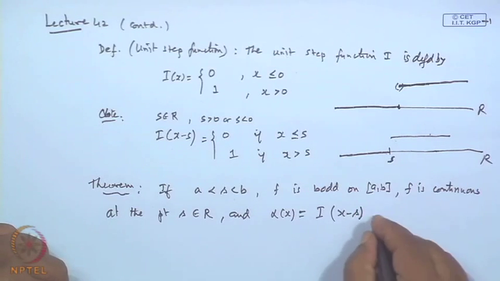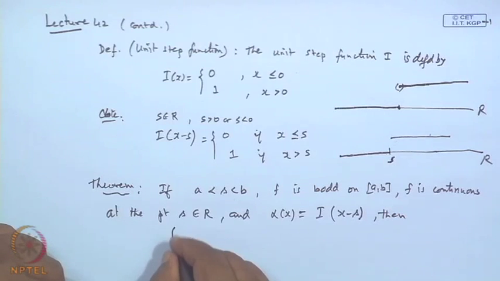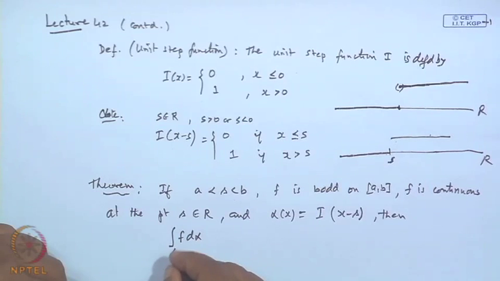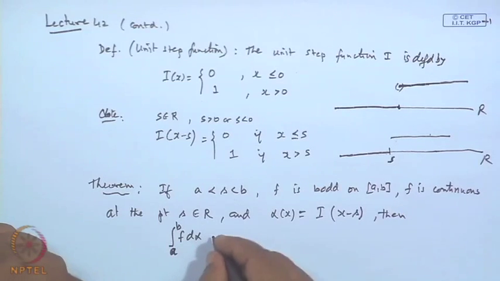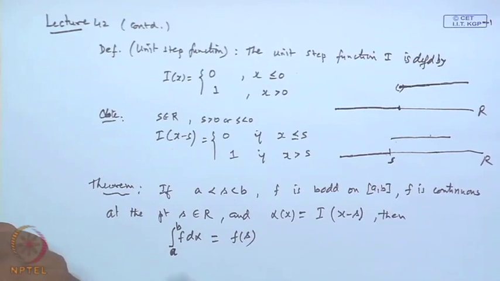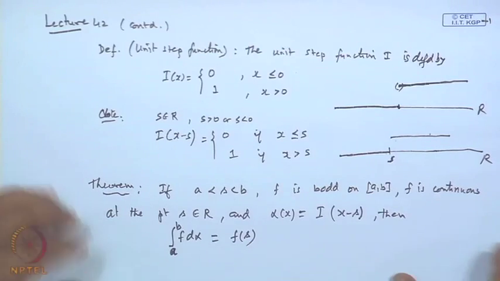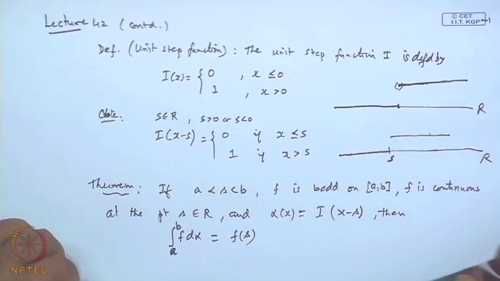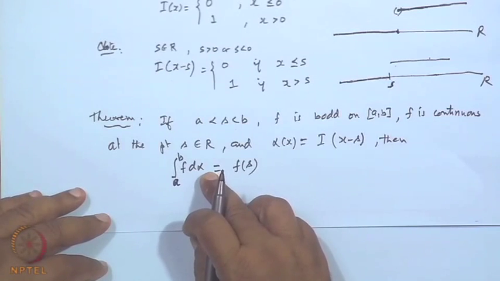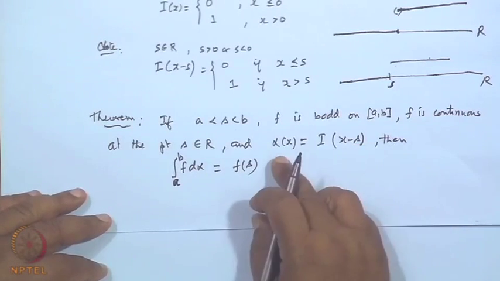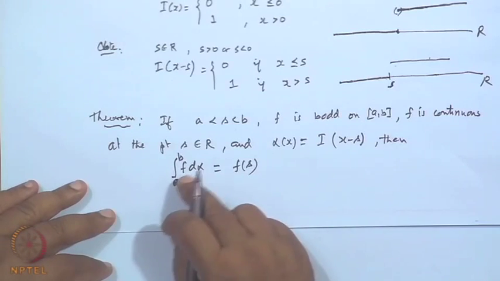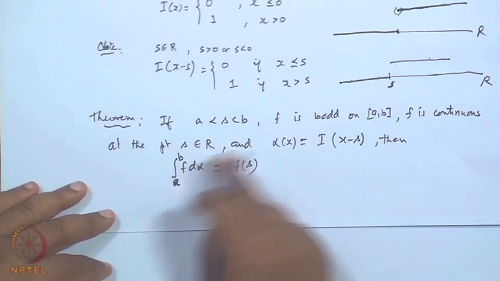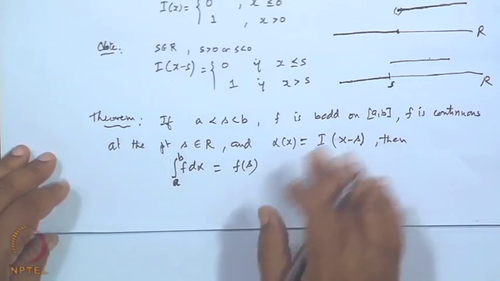Then the result says the Riemann-Stieltjes integral of the function f with respect to alpha over the interval [a, b] is nothing but the value of the function at the point s where it is continuous. So, that way we can easily get the value of the Riemann-Stieltjes integral, if I know this property that alpha is a unit step function with respect to s, where alpha(x) is I(x − s), and f is a bounded and continuous function defined over the interval [a, b]. Okay. So, let us see the proof of this.